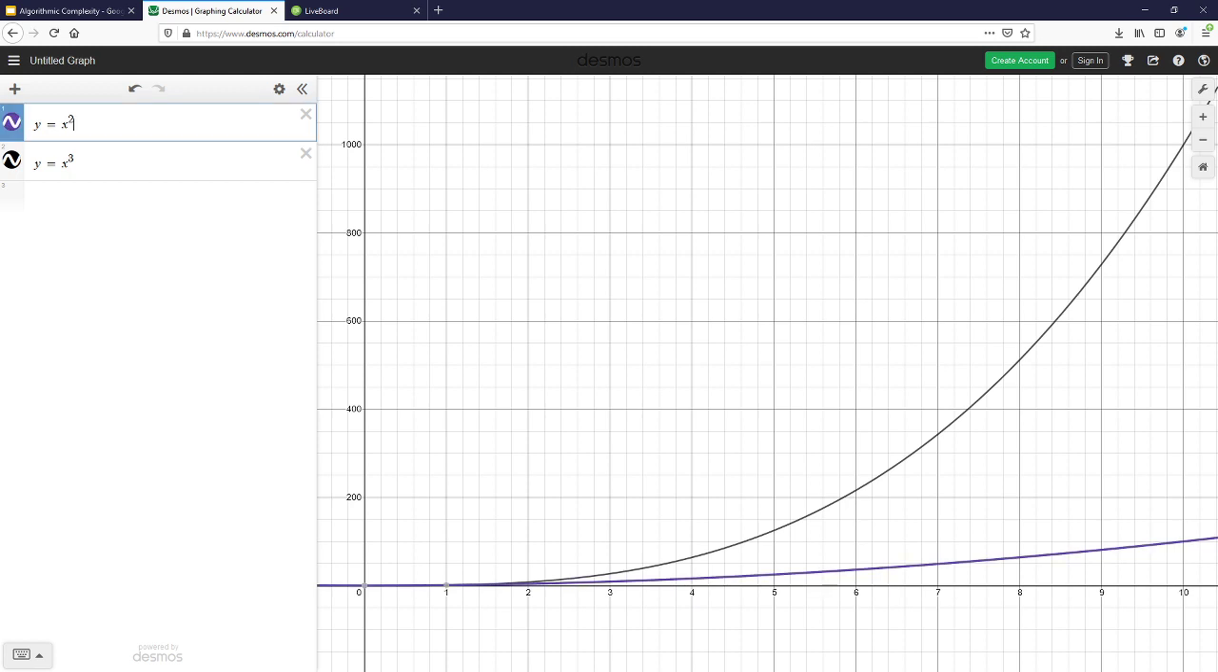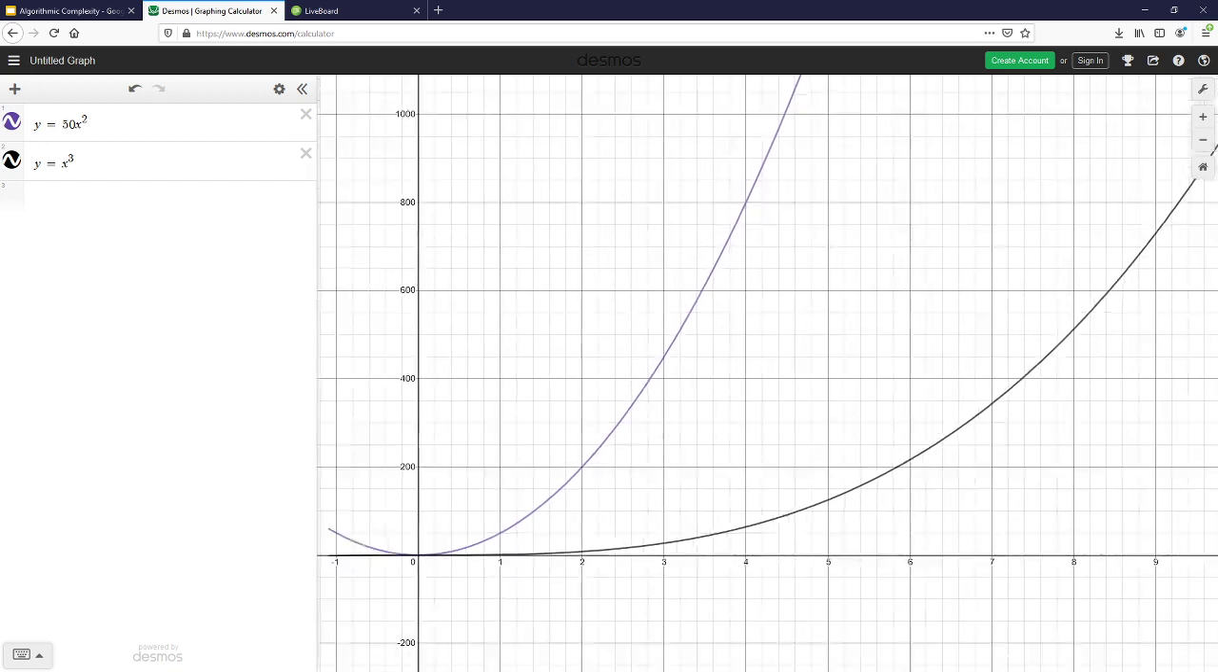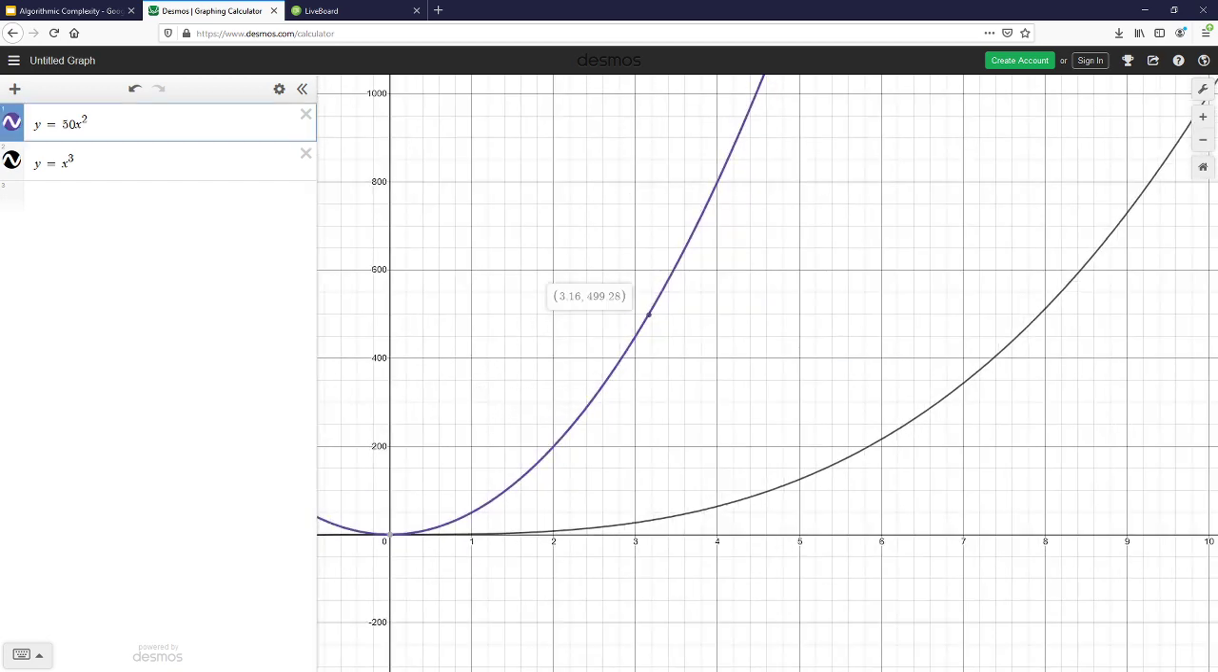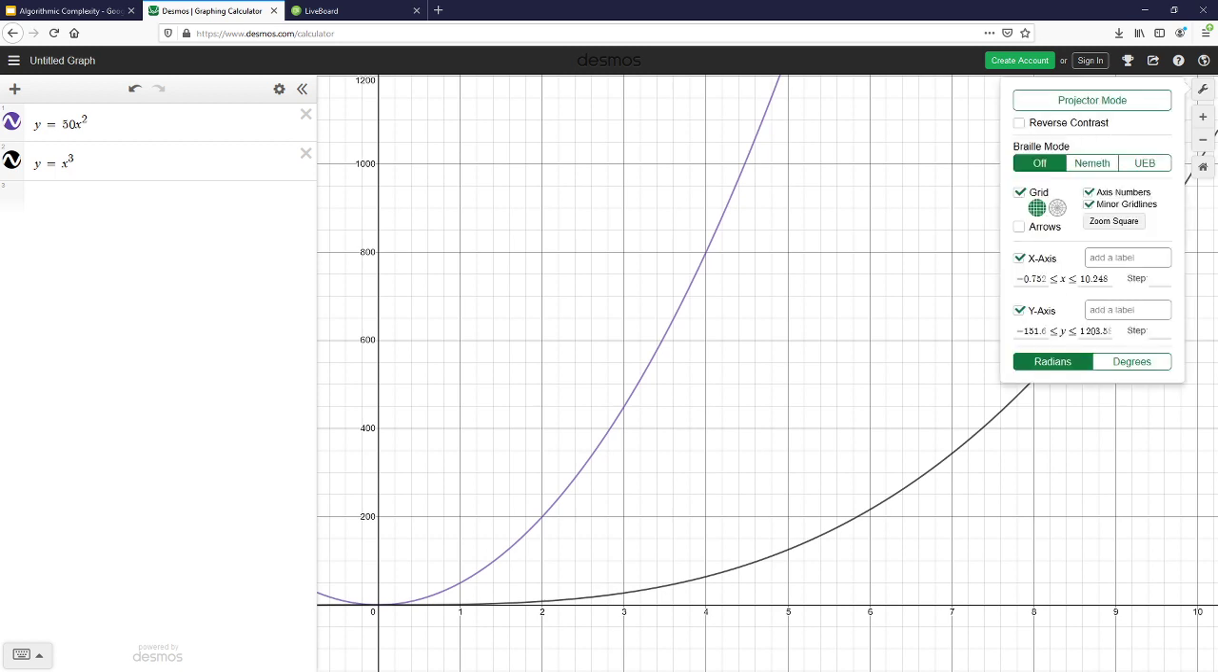And now you could say, well, what about if we attach some constant to it? If we say, let's boost up x squared by a factor of 50, right? Give it a better chance of winning. You know what I mean? Here we go. So there it is. And now we see, oh, look, it looks like x squared is winning, right? Is that really true, though? Let's test it out. Let's go out to 100.